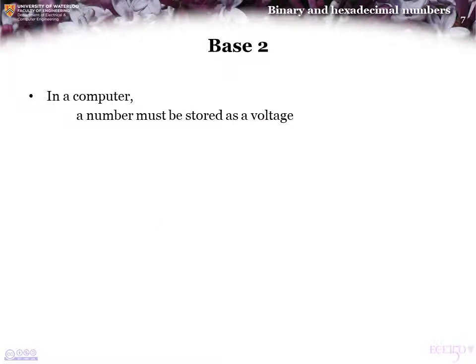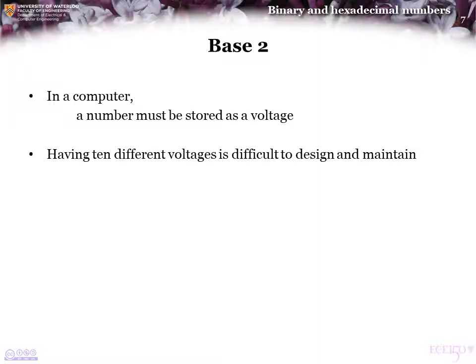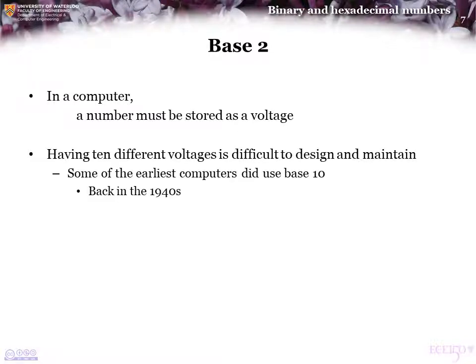In a computer, however, a number must be stored as a voltage, and you're going to learn more about this in your courses in digital circuits and digital computers. Having 10 different voltages, each separate voltage representing a different decimal digit, is actually very difficult to design and maintain. Some of the earliest computers, yes, did in fact use a base 10 system, and this was back in the 1940s. However, this was found to be unmaintainable and inefficient.